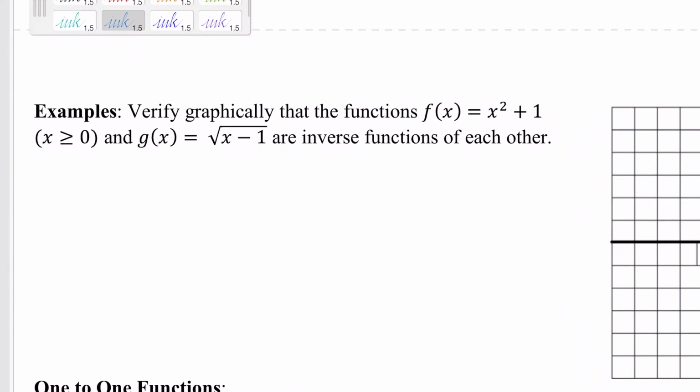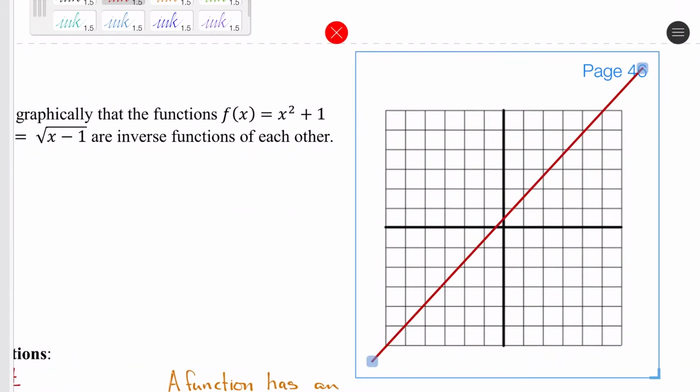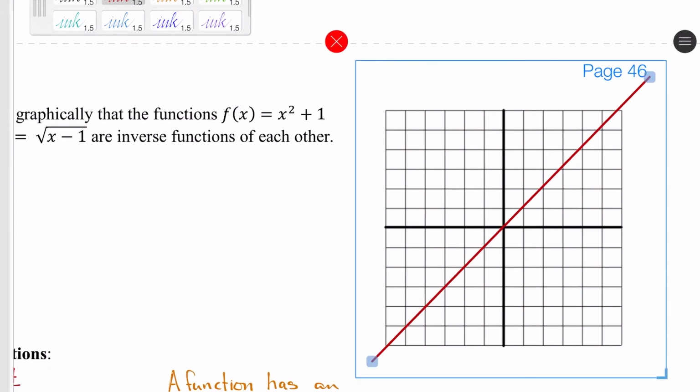Next, we're going to look graphically at the functions f of x and g of x, and we're going to verify that those are inverses of each other. When we're looking at the graph, we want to make sure that the points line up with the inverses, so switching the x and y, and we can also see if it's reflecting over the y equals x line. You can draw that y equals x line first. It's really nice, you just connect the corners.